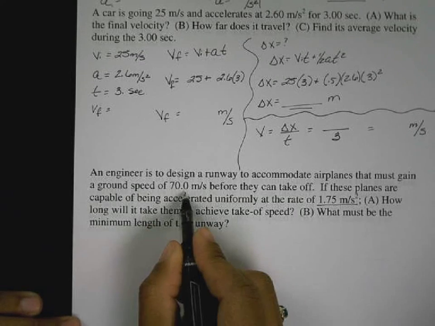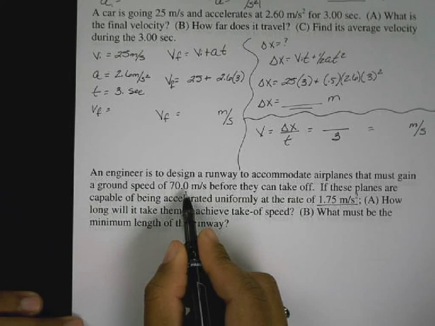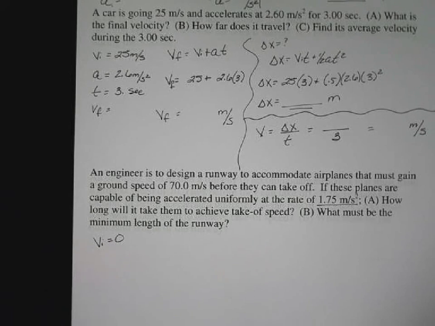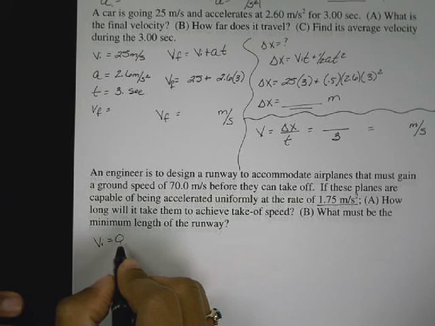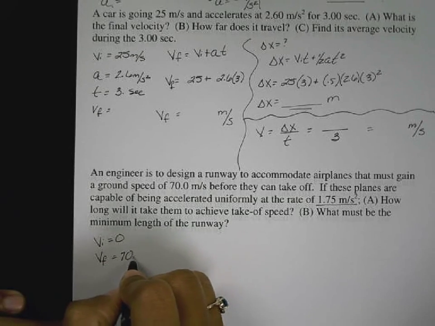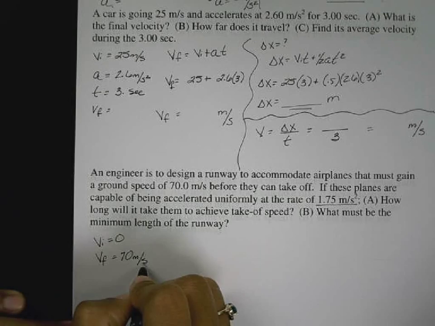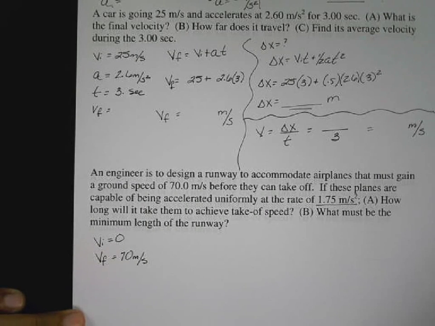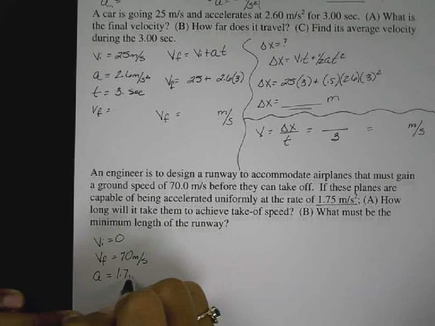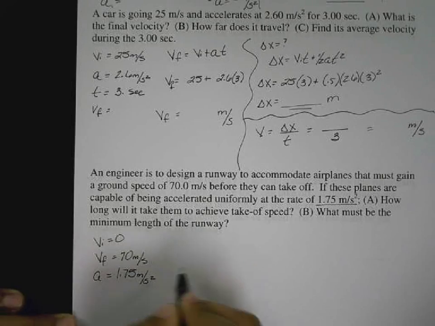So it must get to 70 meters per second. It's going to start from rest. So VI is 0. That's not in the problem. It's implied. This is applied physics. So you're going to have to think. So it's going to start from rest and it has to get to 70 meters per second. Okay? And one more, I have an acceleration of 1.75 meters per second squared.